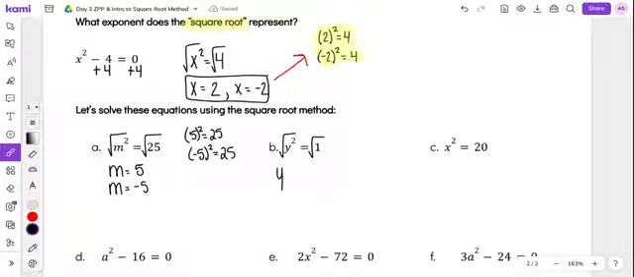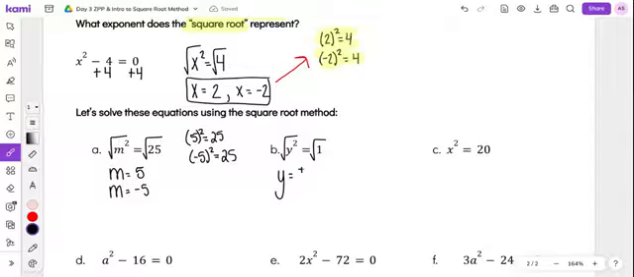We get that y is equal to, now this is a different way that you can write two solutions. Some of you may have seen this before. We can use this symbol plus or minus, and we can just say that y is equal to plus or minus 1. This represents two separate solutions. It represents positive 1 and it represents negative 1.